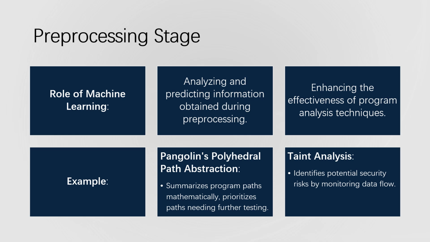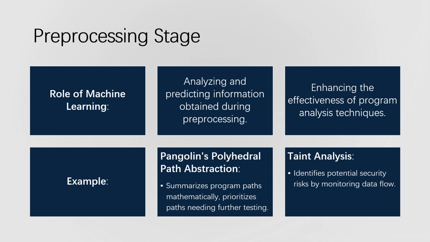In the pre-processing stage, machine learning algorithms can play a crucial role in analyzing and predicting the information obtained during pre-processing. This enhances the effectiveness of program analysis techniques combined with fuzzing. For example, Pangolin introduced the concept of incremental fuzzing, which involves a polyhedral path abstraction method to accelerate constraint solving in collaborative execution. Polyhedral path abstraction helps in summarizing program paths in a more abstract and mathematical manner, making it easier to identify and prioritize paths that need further testing. This method significantly improves the efficiency and vulnerability discovery by focusing on the most critical paths.